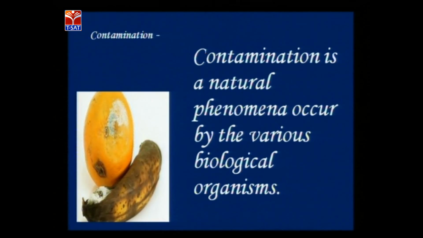Contamination is a natural process. It occurs by various biological organisms, bacteria, microorganisms, or birds or rodents, etc. For example, see this picture. Here this is an orange and this is a banana. Due to the longer storage of this orange and banana, some microorganisms grew on these fruits and they spoiled these fruits, right? The spoilage of fruits is called contamination.